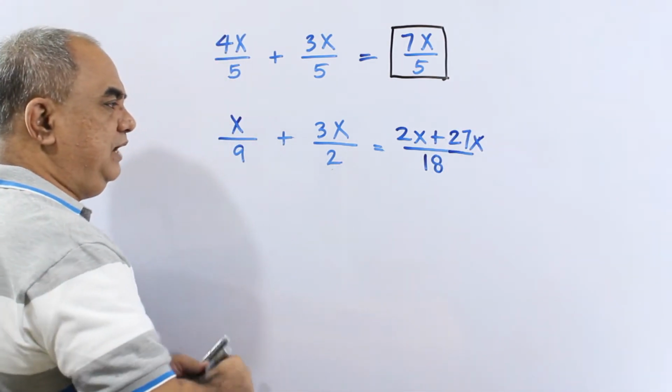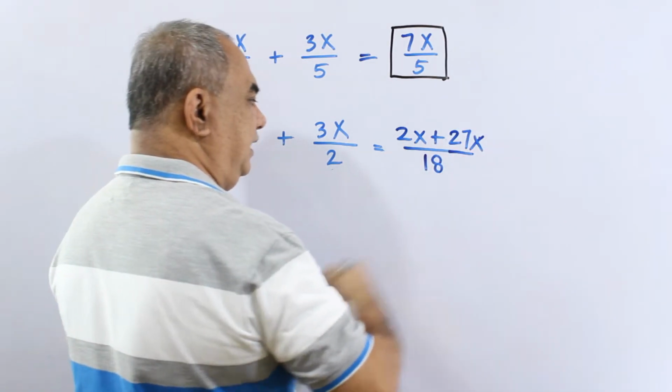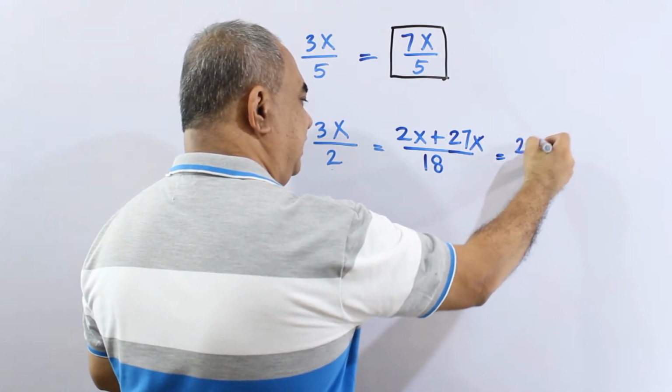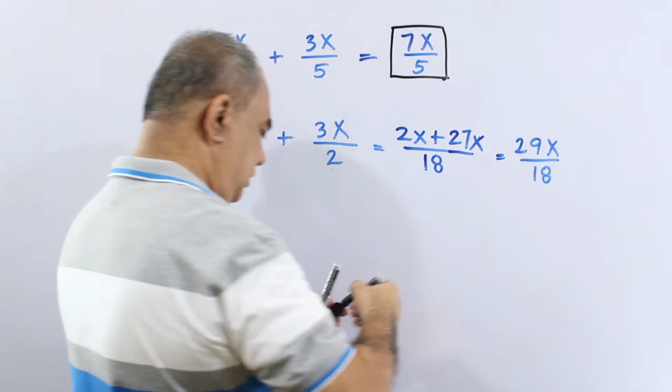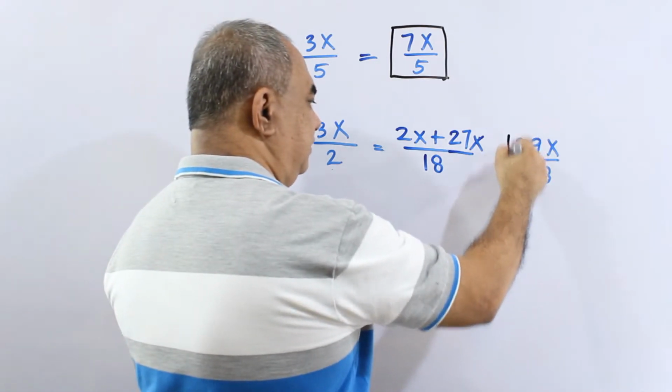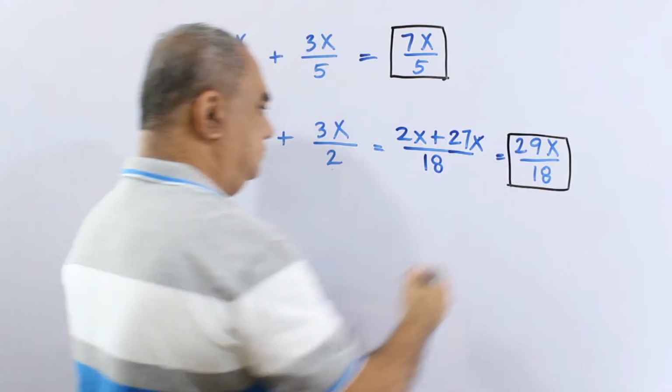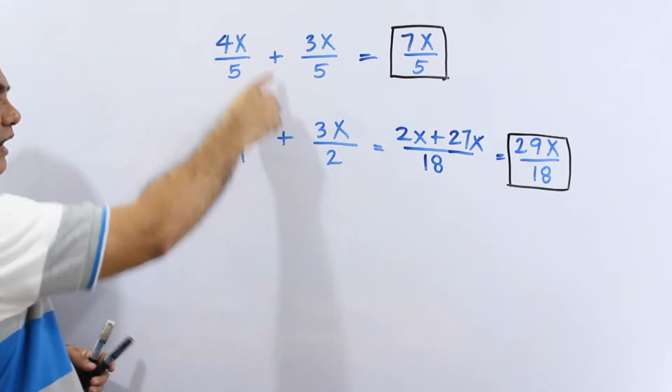And now we simply add 2x and 27x. That gives us 29x all over 18. And this, my friend, is our final answer. And this is for addition.